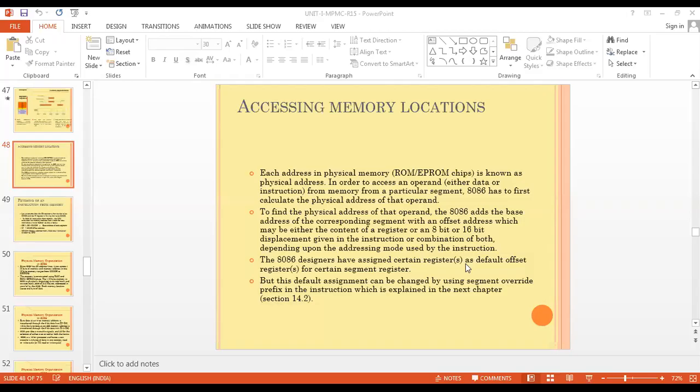Yeah, hello friends. Today we discuss memory accessing followed by physical memory organization in 8086. As you know, the 8086 contains 1 megabyte of memory, and to access such 1 megabyte of memory easily, we are going to segment it into various parts like code segment, data segment, stack segment, and extra segment.